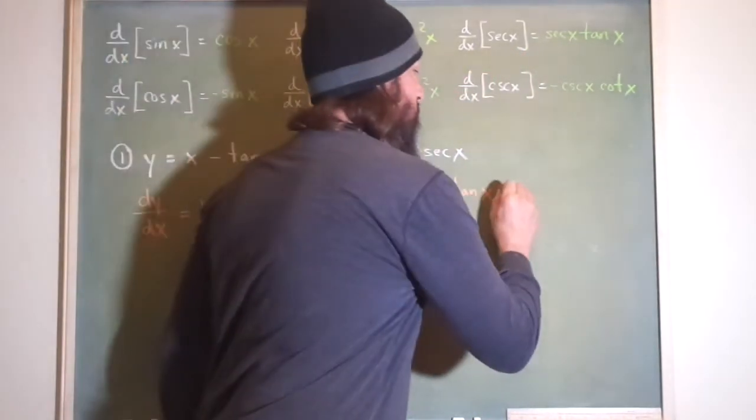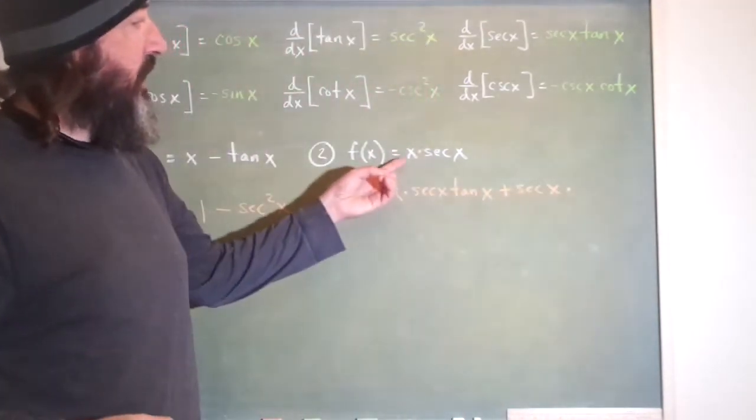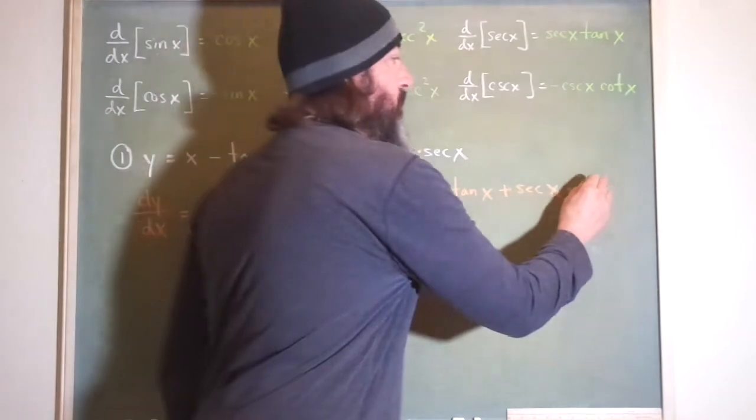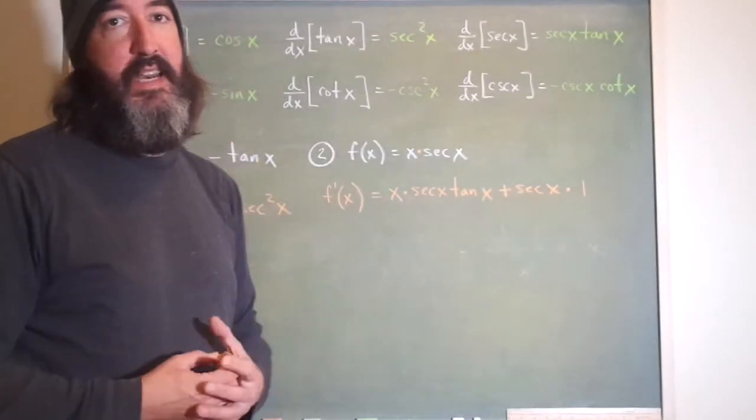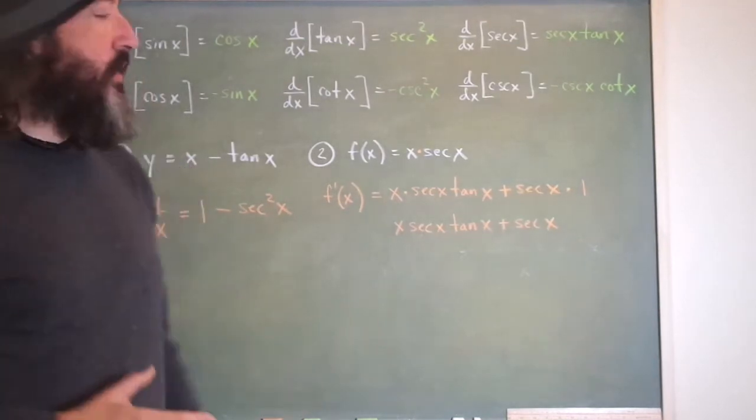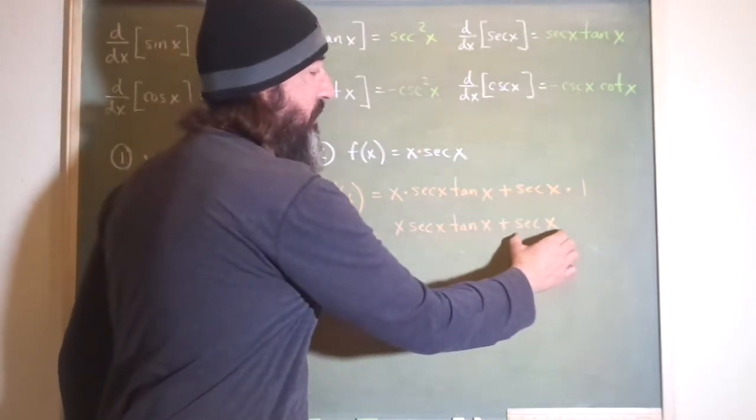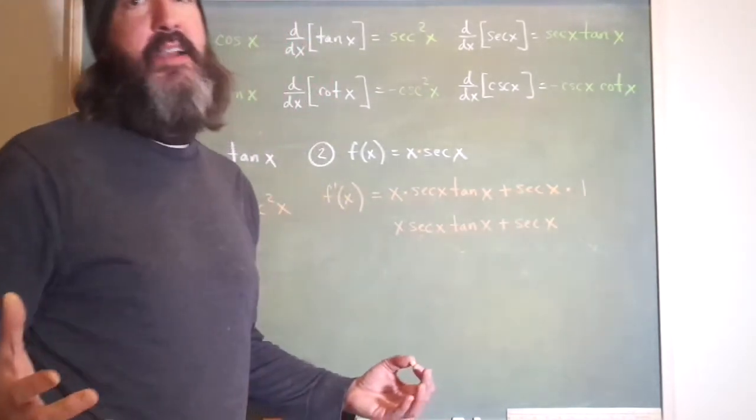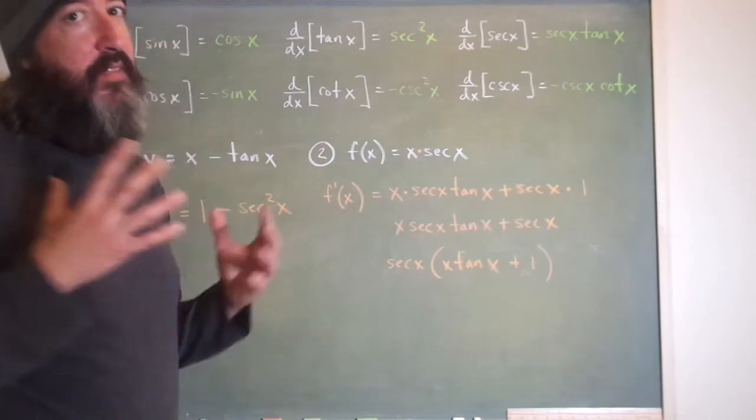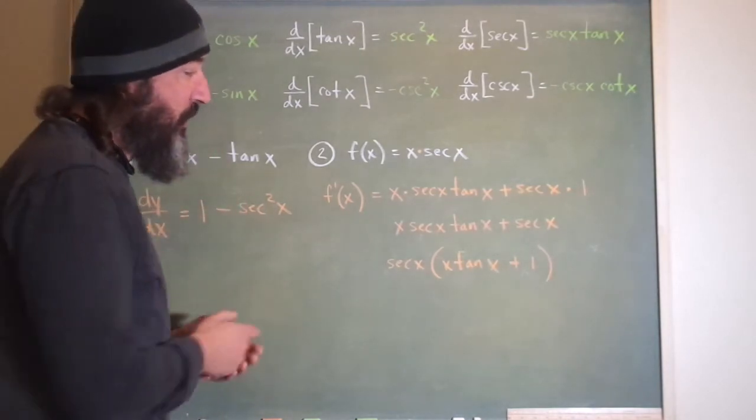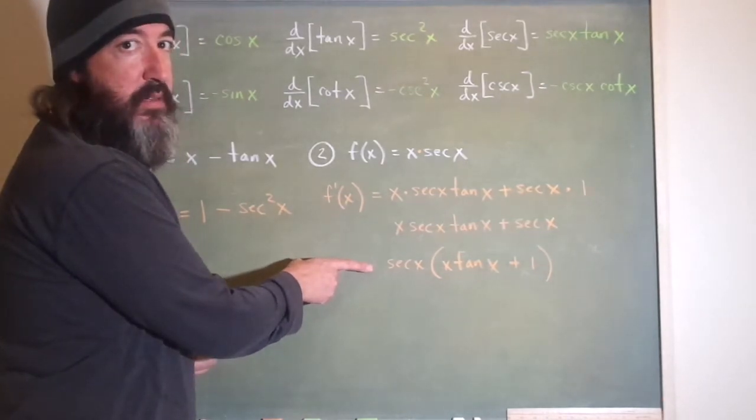Then plus the second piece, which is secant x, times the derivative of the first piece, and the derivative of x is 1. And of course, secant x times 1 is just secant x. There's not much more I can do here, but I do suppose this first piece has a secant of x in it, and the second piece has a secant of x in it, so I could factor out the secant of x. But just because I factored it out, that doesn't mean I can throw it away like it doesn't matter. Here's one way to express f prime of x, and here's another way to express it.